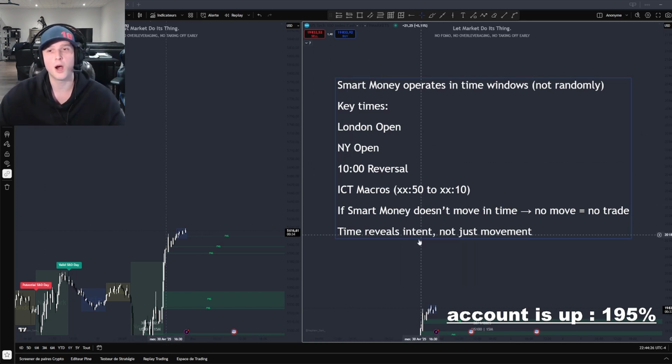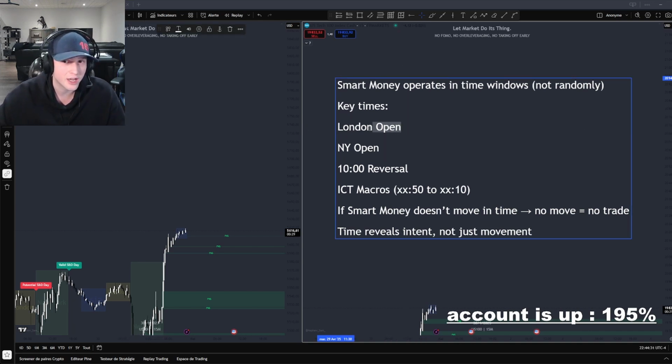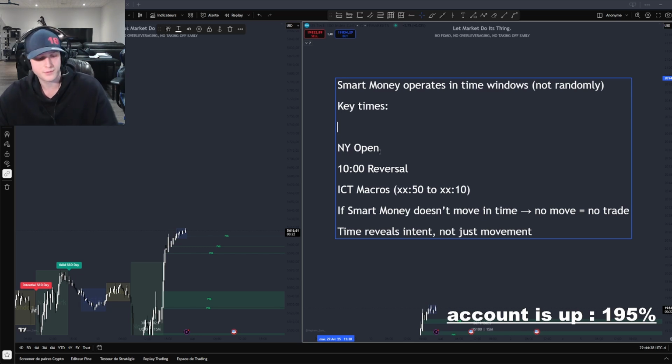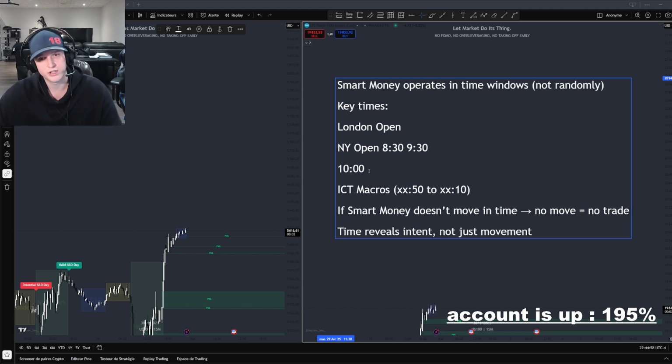So smart money operates in time windows, right? It's not random. There are key times. There's the London Open if you guys are more inclined to trade at that time, right? It could be depending on your time zone. I'm not gonna take it out actually. There's a New York Open, there's the 8:30 open, there's usually news and stuff. There's also a certain market that opens at that time. There's the 9:30 stock market open, and then there's a 10 a.m. reversal, which is another thing that I'm going to talk about in another video. But just 10 a.m. in general is really good, so I'm gonna leave it like this.